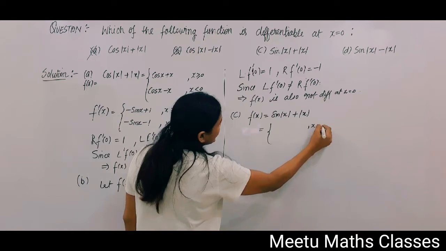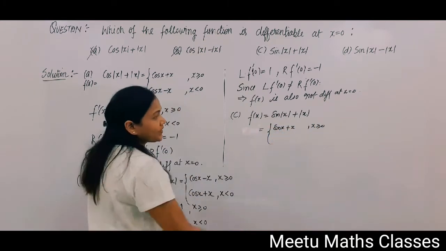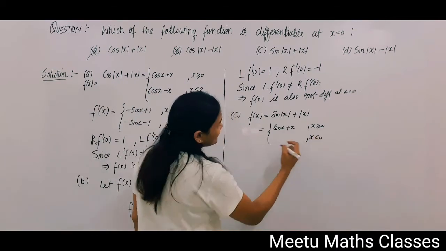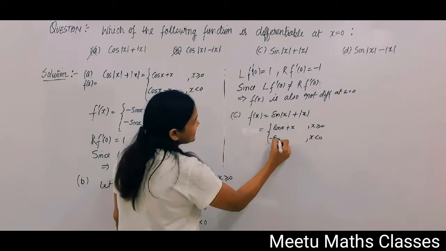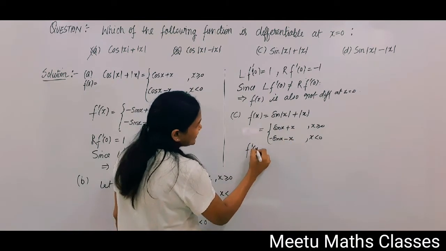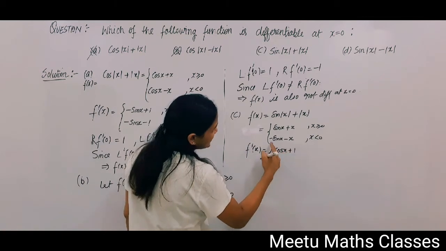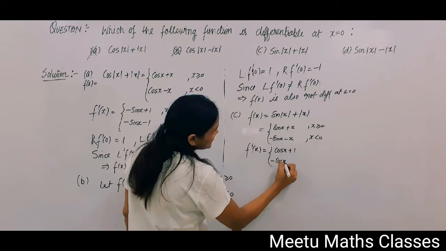when x is positive, this is sin x and this is x, and when x is negative, it will give you minus sin x and this is also minus x. So the derivative function will be cos x plus 1 and minus cos x minus 1.